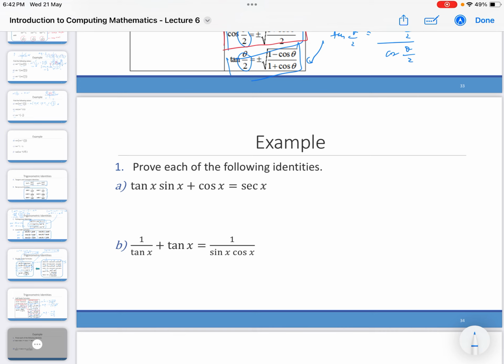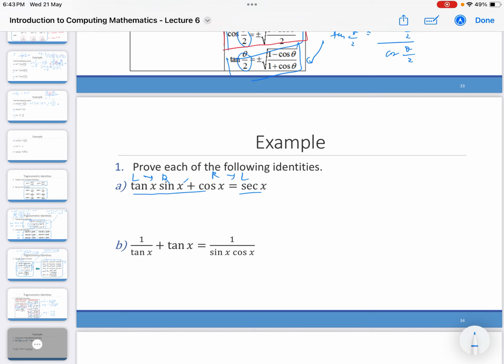Okay, let's look at example 1. Example 1 is that we want to prove each of the following identities. When we want to prove identities, we have the left side and also the right side. So either you start from the left and then you get the expression on the right, or you can start from the right and then you get the expression on the left. So let's say this one, I want to start from the left.